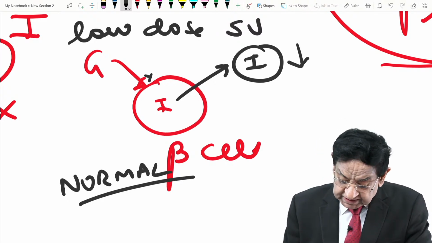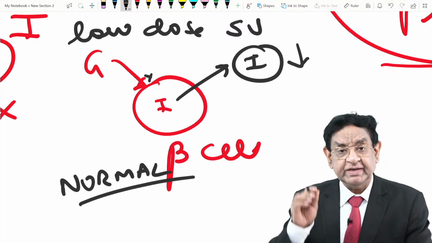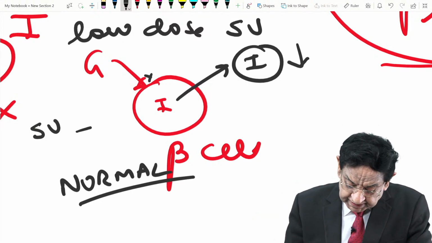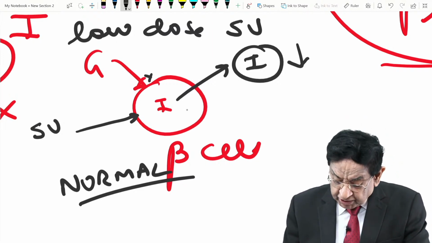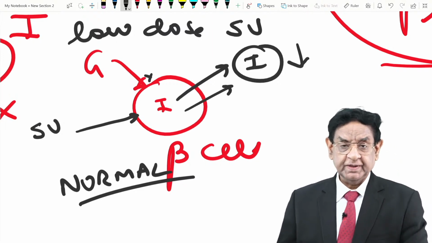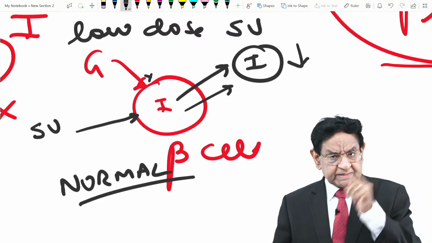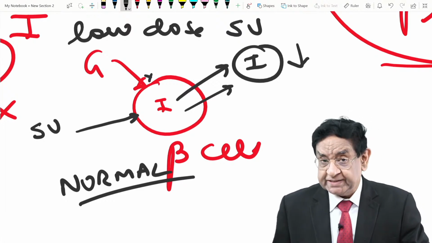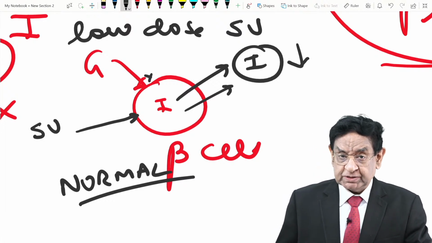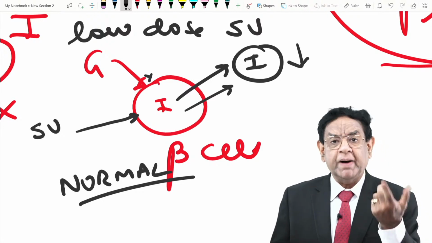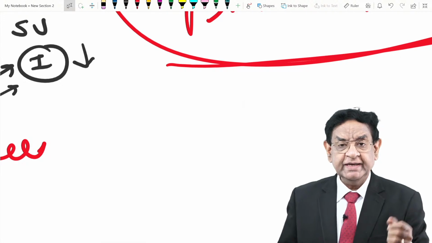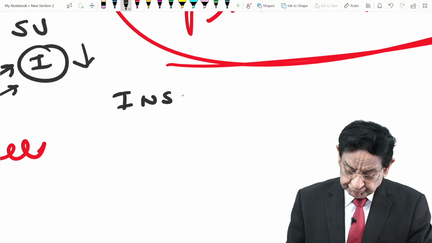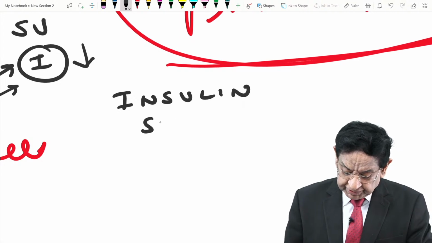Why? What's the mechanism of action of sulfonylurea? Sulfonylurea comes and acts on the receptor and causes the release of insulin. So sulfonylurea has the same action as that done by glucose, right? But in case of MODY, the beta cells are not responding to glucose. Sulfonylurea is more powerful. So that's why sulfonylurea is also known as insulin secretagogue.